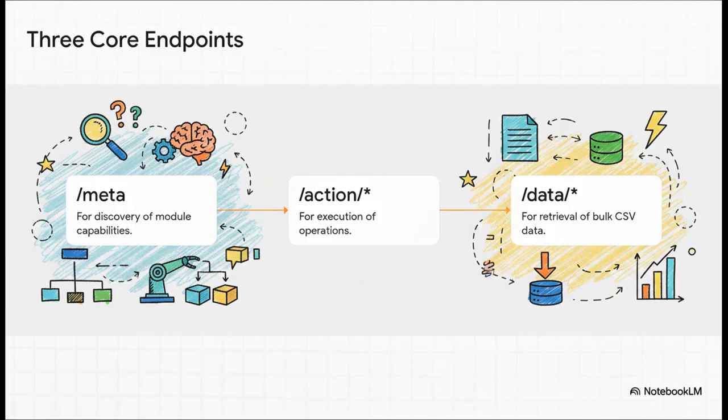And get this, the entire protocol, the whole thing, boils down to just three endpoints. You've got /meta for discovery. That's how the AI learns what your service can do. You've got /action for execution, where the work actually happens. And finally, /data for pulling down bulk information. That's it. Pretty clean, right?